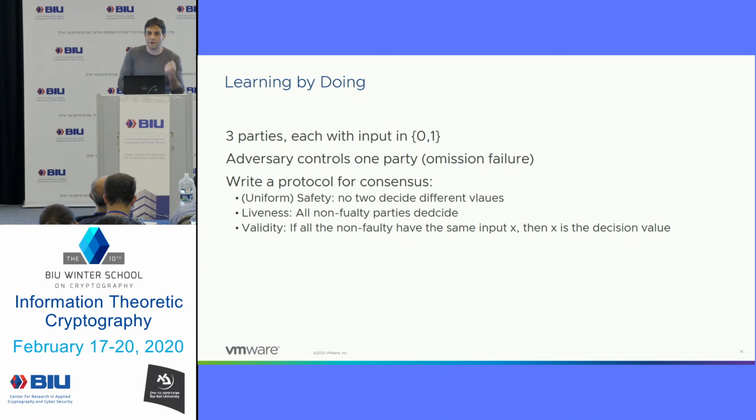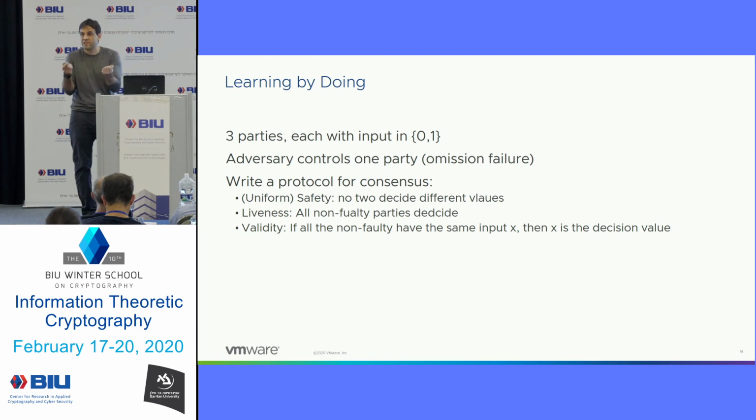And I'm just reminding you what the properties of consensus are. So first of all, I want to obtain safety. And here I want you to get uniform safety, which basically means that even if a party is omission failured, if it reaches a decision, it has to reach the same decision as everybody. And secondly, I want this protocol to reach decisions for all the non-faulty parties. And validity, right? So if you all start with some value, then you all should decide on that value.